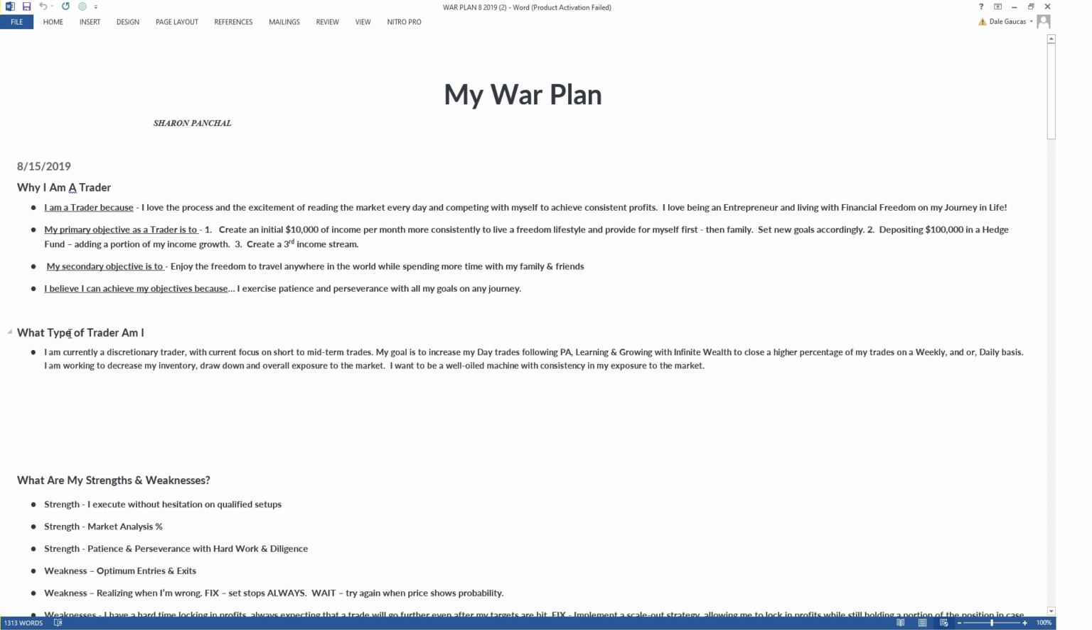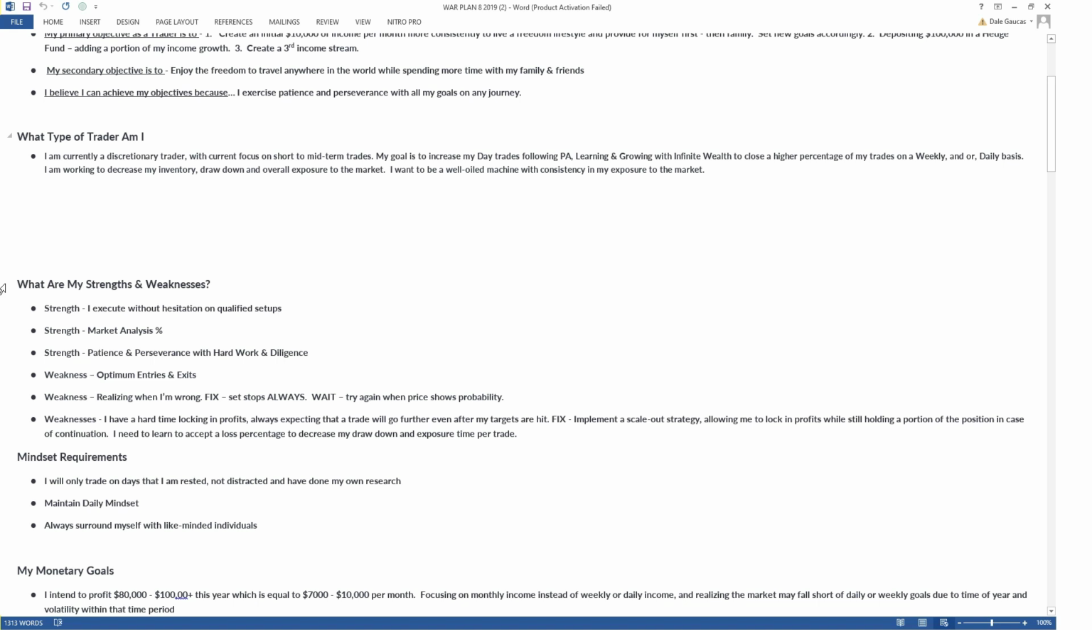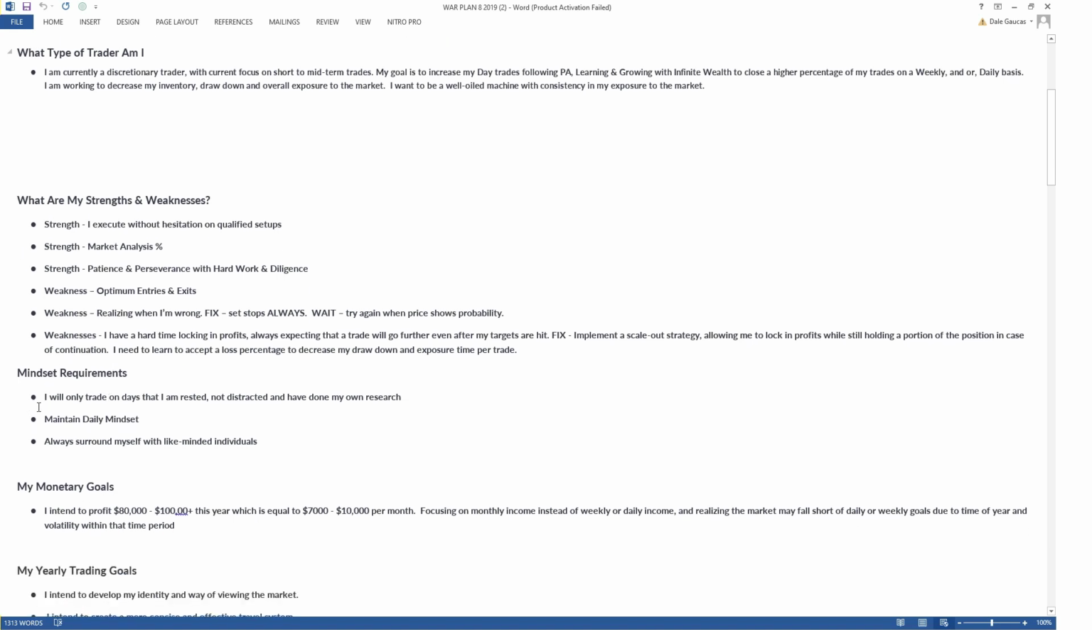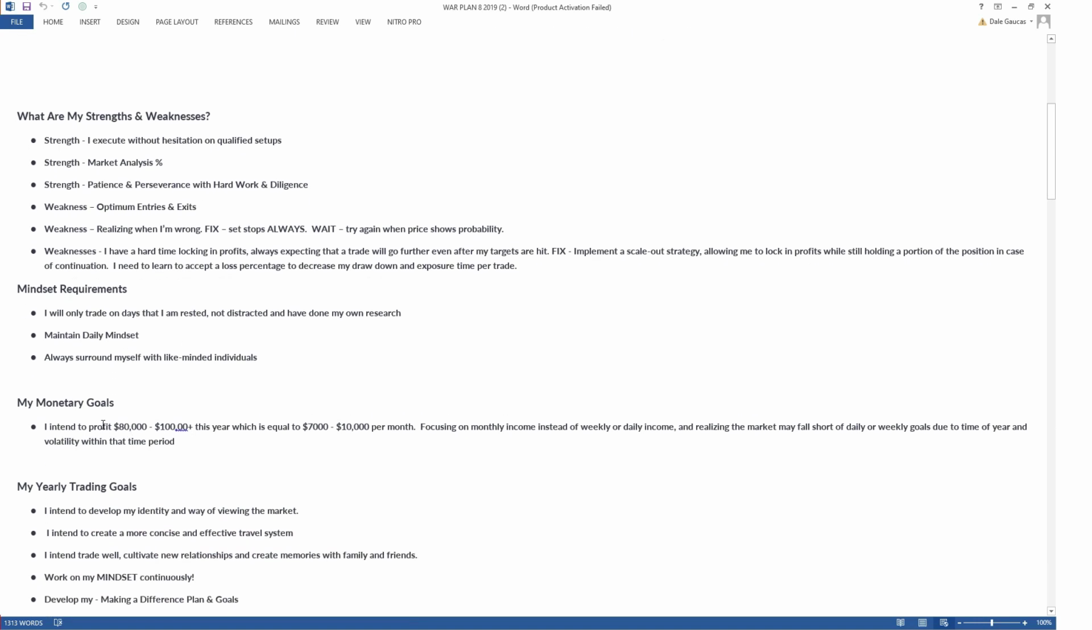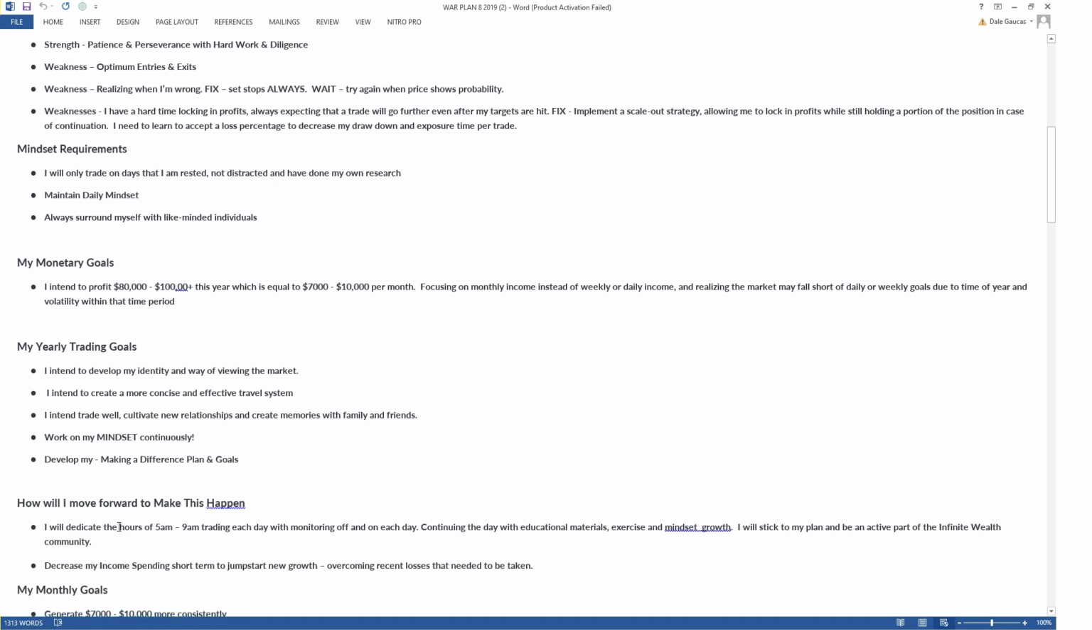Third, create an income stream. So, why am I a trader? What type of trader am I? What are my strengths and weaknesses? Mindset required. I only trade on the days I am set, not distracted, and I've done my own research. Maintain daily mindset. I always surround myself with like-minded traders. My monetary goals, I intend to profit 80,000 to 100,000 this year, which is equal to 7,000 to 10,000 per month, focused on monthly income instead of weekly or daily. Realising the market might fall short on the daily and weekly due to the time of year, but volatile within that period. Yearly goals. How will I make this happen?